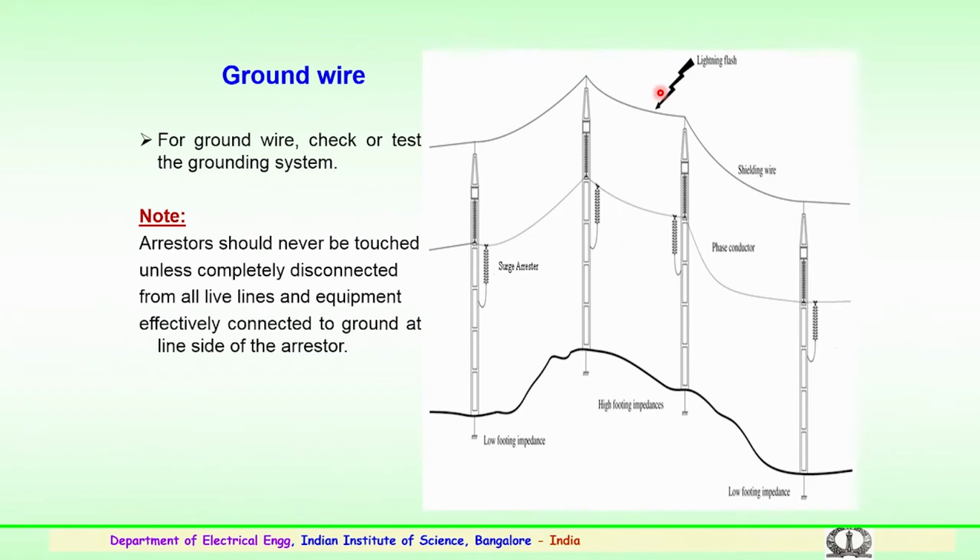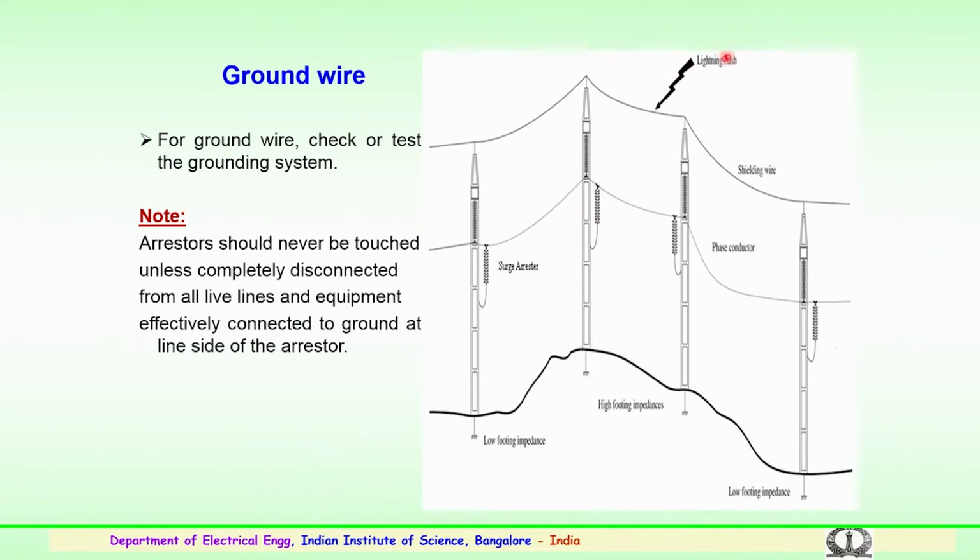A regular check on the grounding system is essential. As shown here, each phase of the transmission conductors is connected with the surge arresters. These surge arresters should never be touched unless completely disconnected while maintaining the ground wire connections or checking the ground wire or shielding wires. Surge arresters have to be properly disconnected from all the live lines, and the equipment effectively connected to ground at the line side of the arrestor. So, very important, everything has to be earthed, then the maintenance has to be carried out.